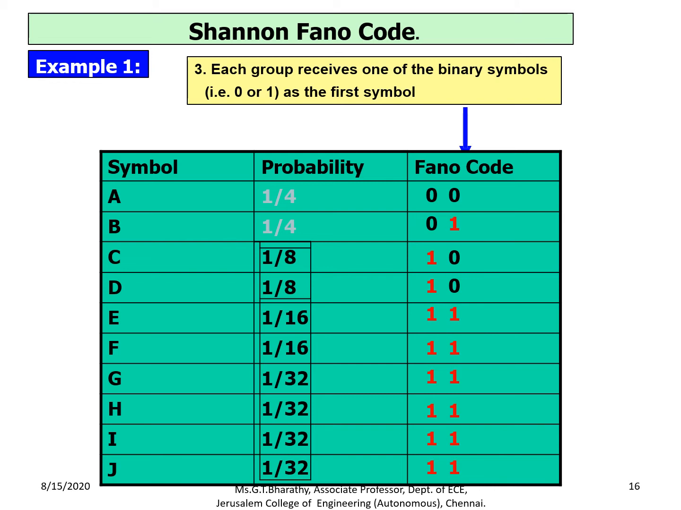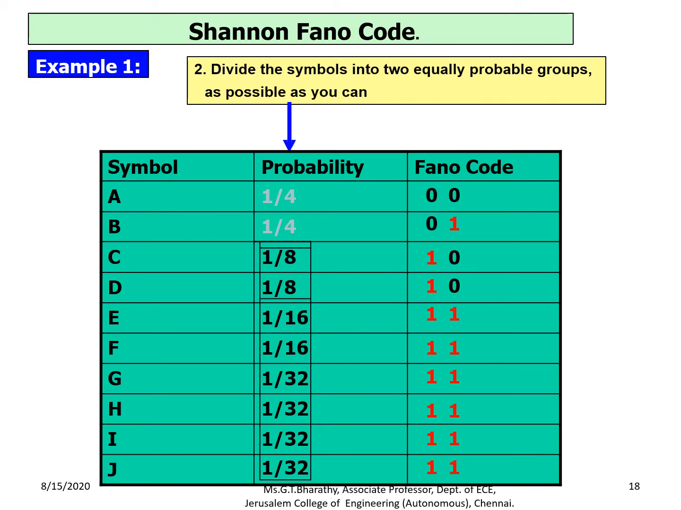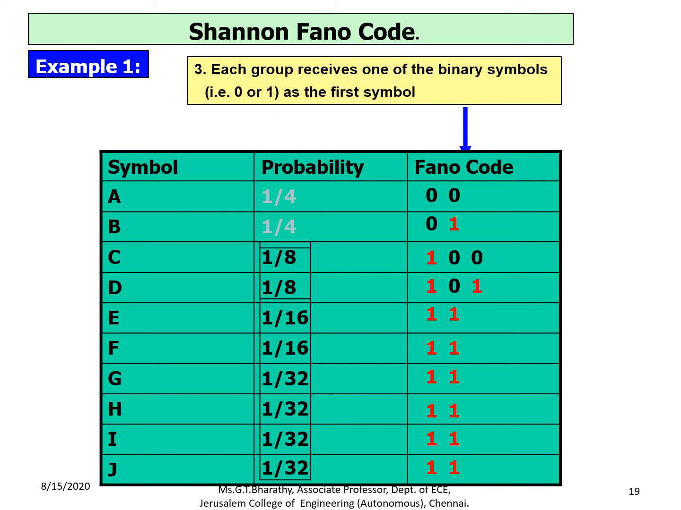Now we have to move to the next stage. Here we have two values of 1 by 8, right? Two values of 1 by 8. So you have to split the top portion as well as the bottom portion. First we will complete the top portion here. It has only two symbols, so whether the value of probability is the same or different, by default you give 0 to the first part and 1 to the next part.